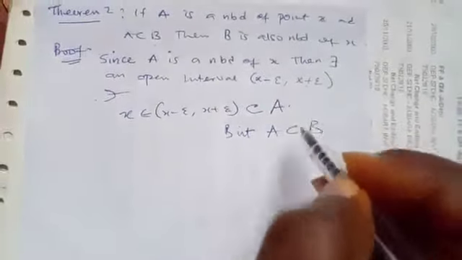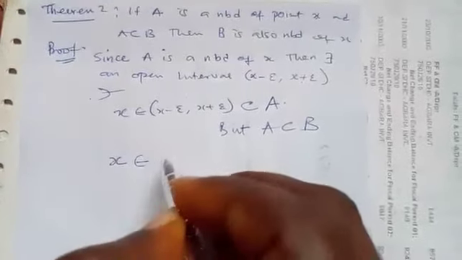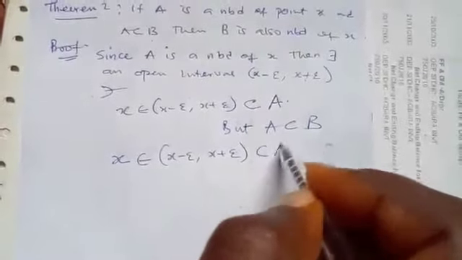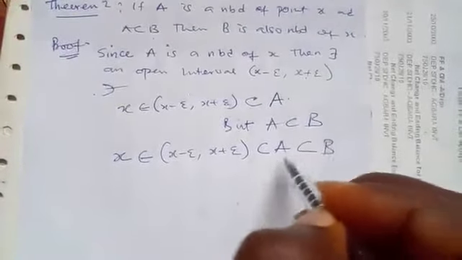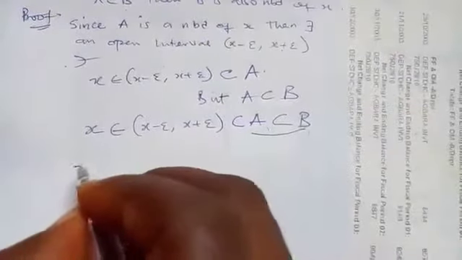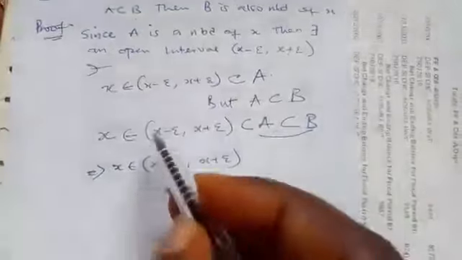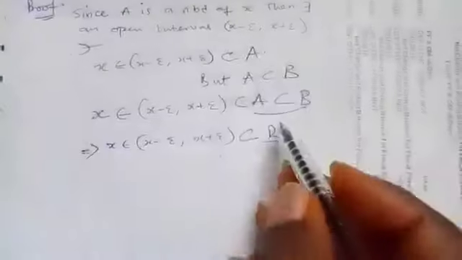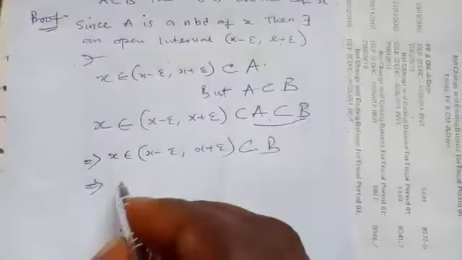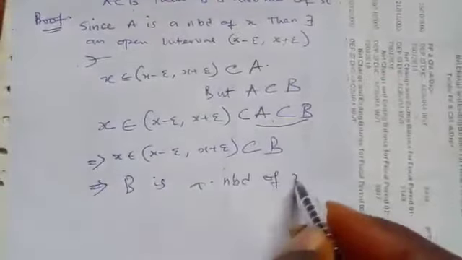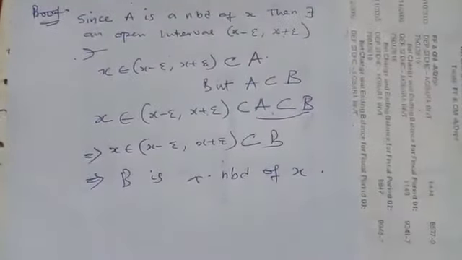A is a subset of B. So definitely S will be a subset of A, but A is a subset of B. So by the transitive law, we can match them together by saying S belongs to this, and it is a subset of B. And whenever we have it like this, it simply means that B is a neighborhood of X, and that completes the proof.